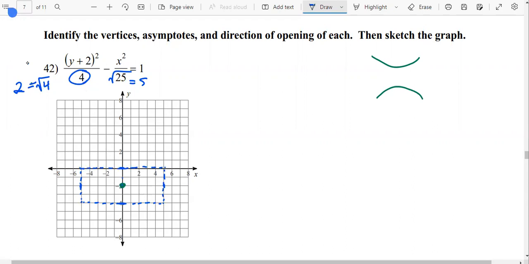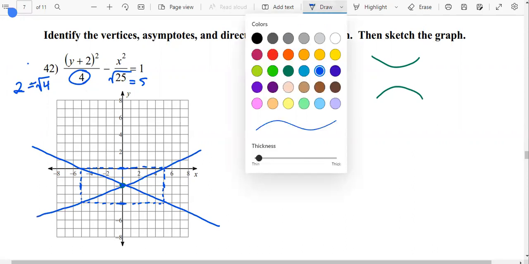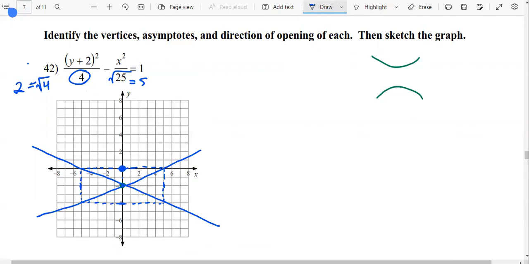What does that little box do for us? If we connect the corners through the center, these are going to be our asymptotes for our hyperbola. So the vertices do go here. Hey, purple. They do go here and here. Okay. And they're going to open like this.